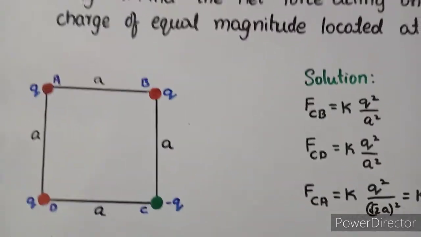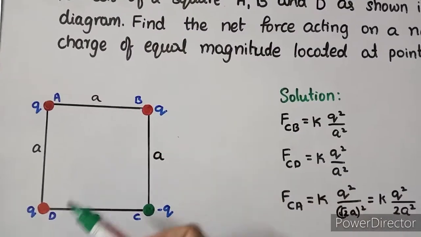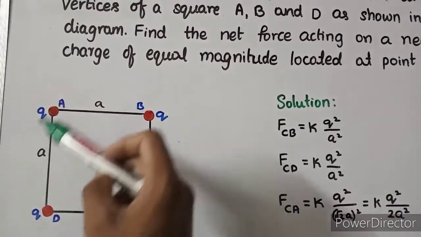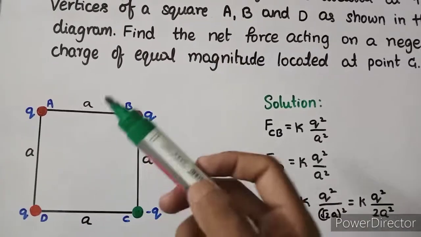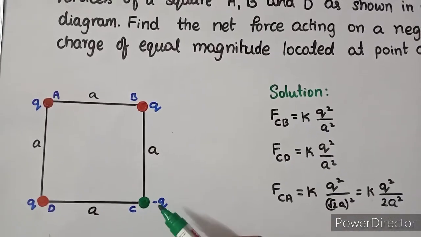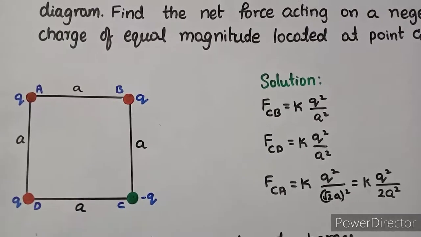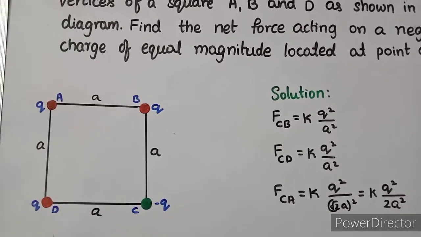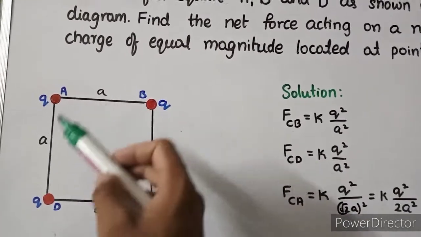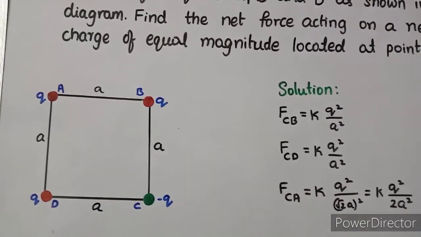Okay, so we have the positive charges which are located at A, B and D. I need to find the resultant of the forces due to these three charges on this charge. Since these three are positive and this one is negative, the force of interaction between these charges and this charge will be attractive.